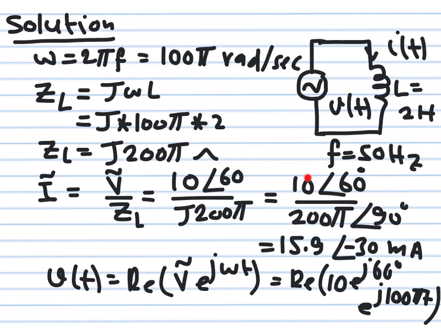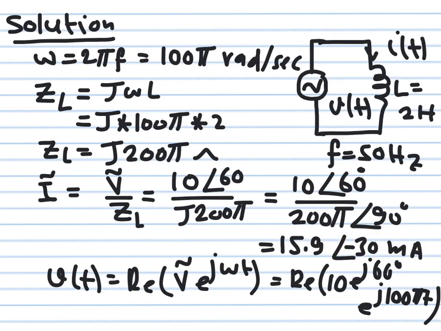So when you divide two complex numbers, you divide the moduli and you subtract 60 minus 90, the angle of the numerator minus the angle of the denominator. So 10 over 200π will give us 15.9 milliampere. And 60 minus 90 will give us an angle of minus 30. So now this is the phasor of the current. Once I know the phasor of the current, I know the current itself, because the phasor gives me the amplitude, 15.9 milliampere, and gives me the phase, which is minus 30.